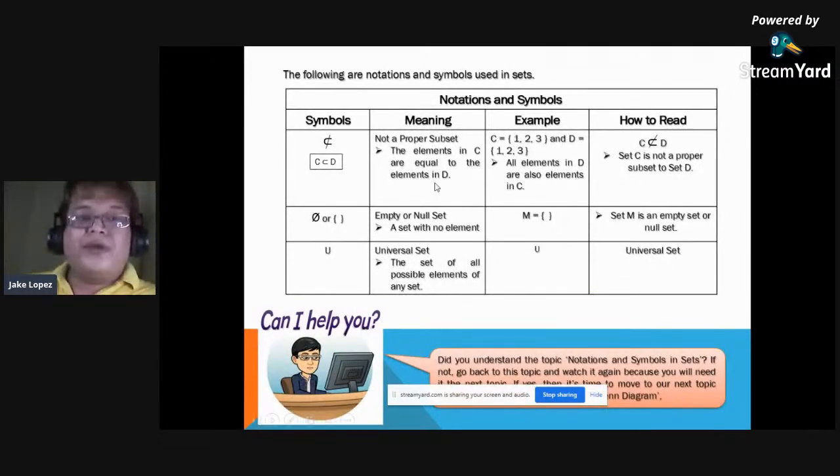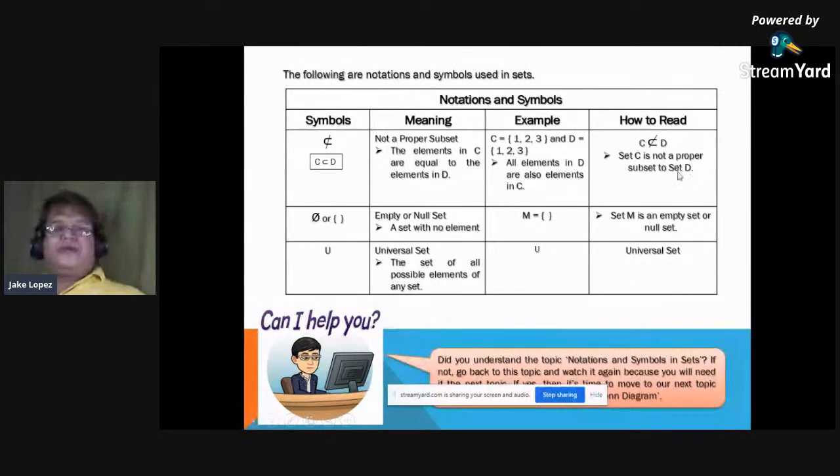Okay, so another is this symbol na may slash, it's not proper subset. The elements in C are equal to the elements in B. So, equal meaning magkapareho sila ng elements. Diba? So, hindi equivalent kasi equivalent is ang number yon. So, for example, ang equal is magkapareho sila. All elements in D are also elements in C. So, set C is not a proper subset of B.